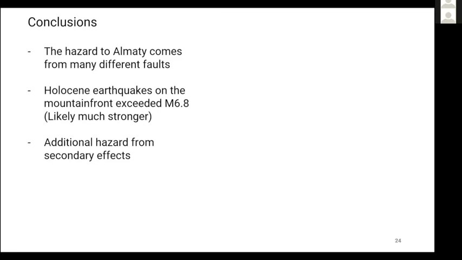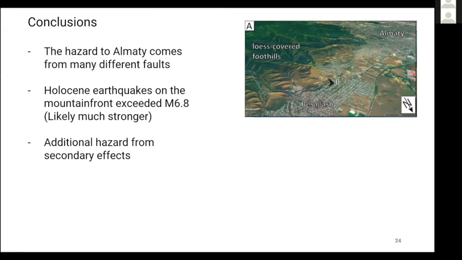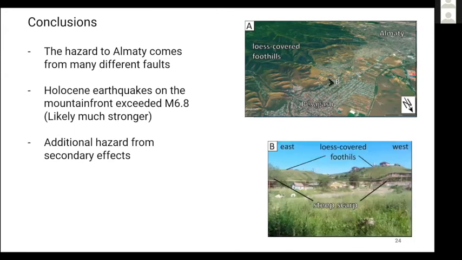And there is an additional hazard from secondary effects. So if there's the earthquake, of course, you have the offset on the fault, which is a catastrophic thing to think about because Almaty sits on this fault. But the secondary effects like landslides and liquefaction, they could be really significant because as you see here in the outskirts of the growing city of Almaty, many houses are built on these loess-covered foothills. So here you see these hills are made of loess. And that's really bad because if there's shaking, these hills are prone to landsliding really like crazy. So this could be really severe.